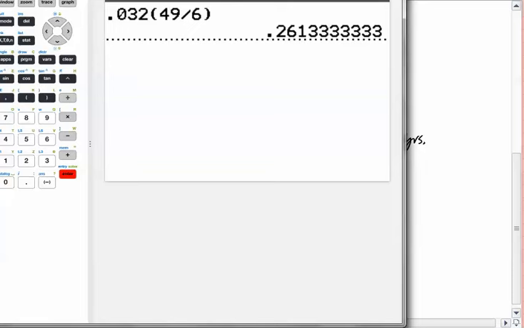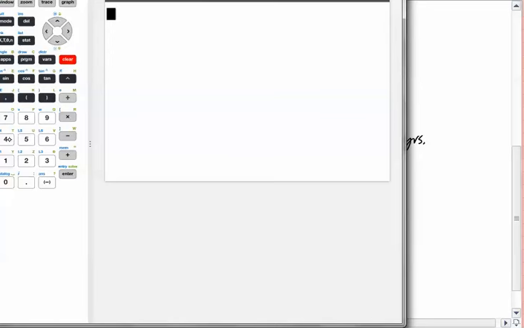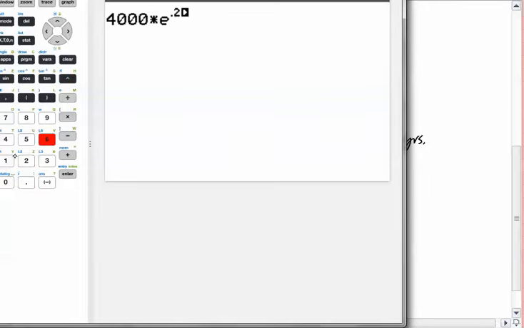0.26 and 1, 3 repeating. 3, 3, 3. I'm going to go ahead and leave 3 on there just like that, and let's see what we get. So 4,000 e to the 0.261 and a bunch of 3's. 4,000 times e to the power of, I already forgot, 0.261 and a bunch of 3's. All right, and I'm going to go ahead and enter. There it is.